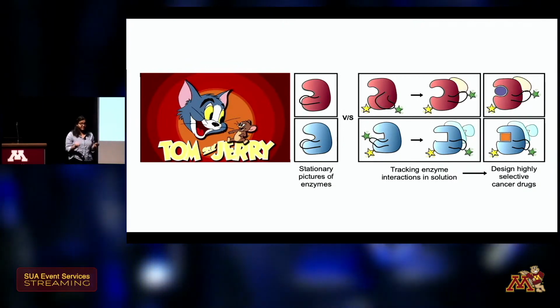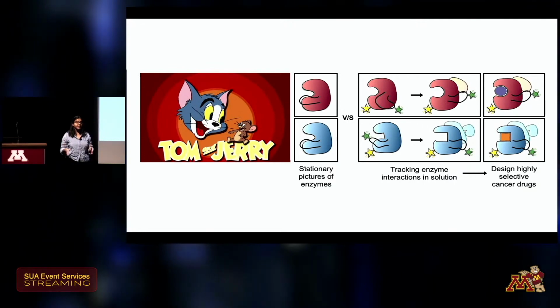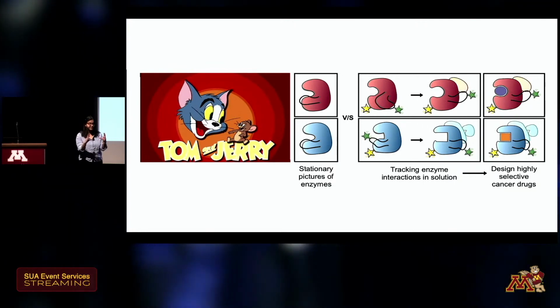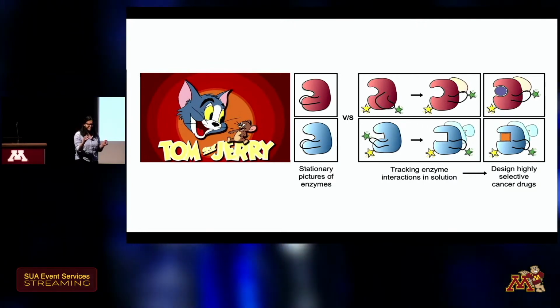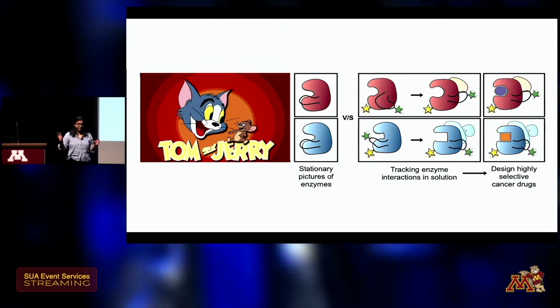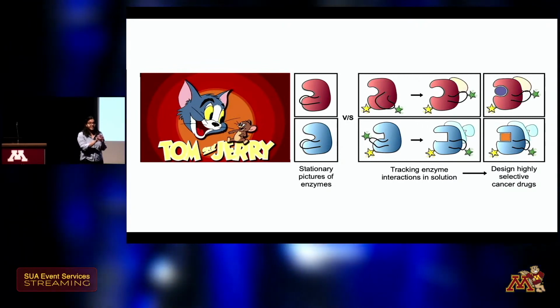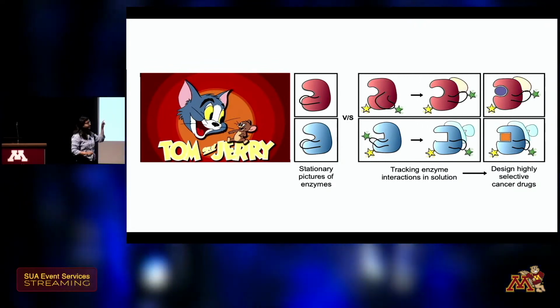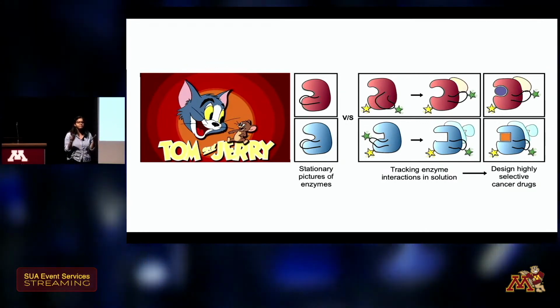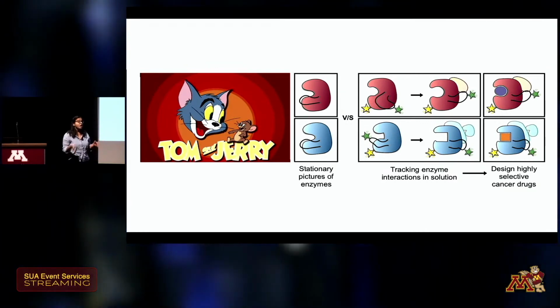The conventional method used to design these drugs involves taking a still image of an enzyme, which looks like a tiny bean, and then designing a drug molecule that can fit into the enzyme's active site, which is that notch you see over there. And this is how you block an enzyme's activity.